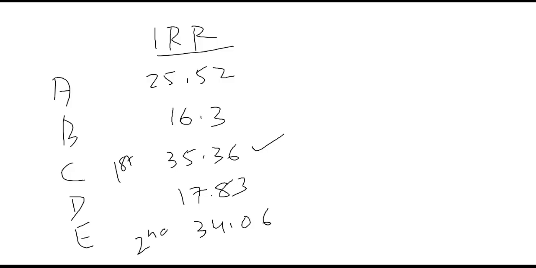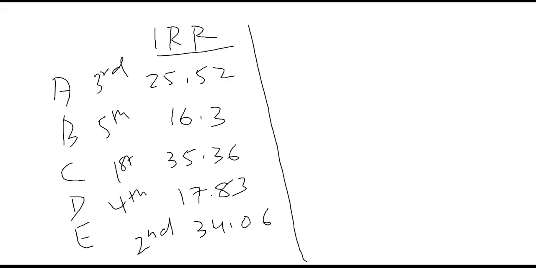So this is your second, this is your third, then your fourth and fifth. If no opportunity cost is given, simply rank them in descending order if you are given multiple projects in the exam. This is one way of taking a decision.